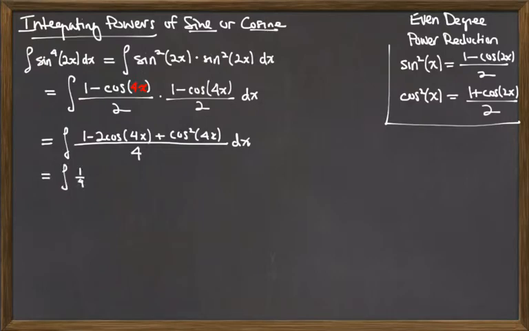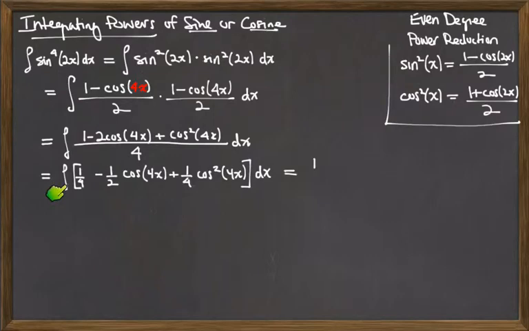Let's separate this into individual terms. So the first one is 1 over 4. Then I have minus 2 over 4, that's minus 1/2 cosine of 4x. And then I have 1/4, 1 over 4, cosine squared of 4x. All of these are terms that I can integrate. 1/4 is constant. 1/2 cosine of 4x is something I can integrate. It will involve sine of 4x. However, this term is still an even degree, so we'll have to think about that in a moment.